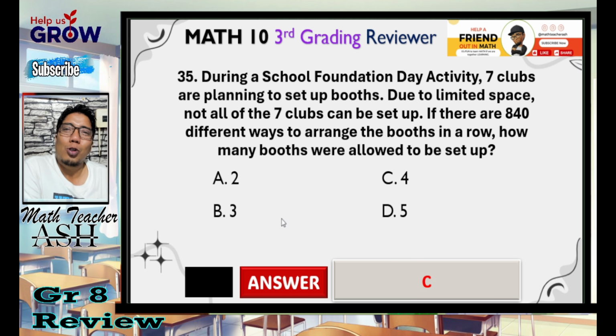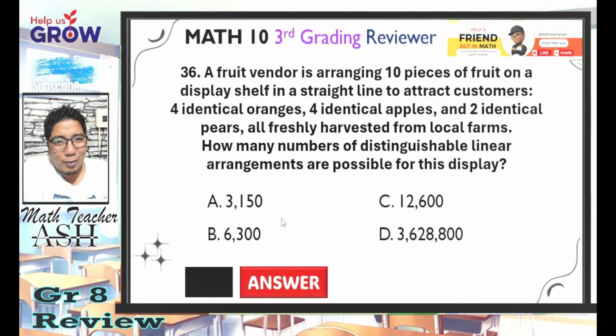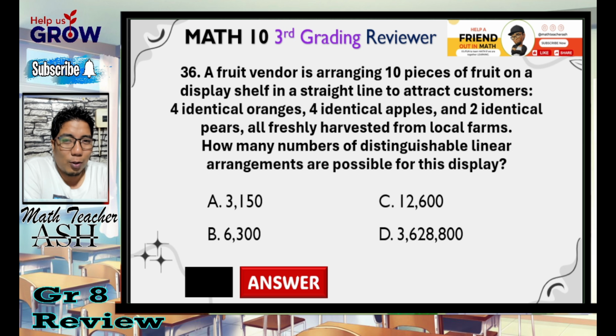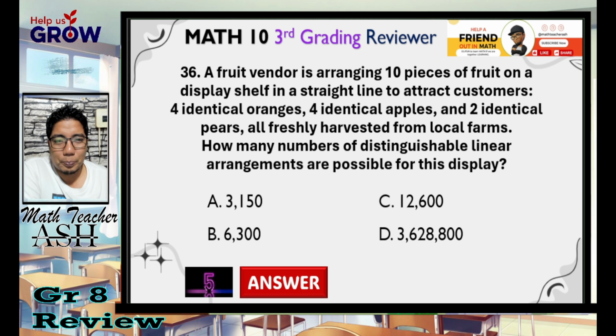Alright, now let us go to question number 36. A fruit vendor is arranging 10 pieces of fruit on a display shelf in a straight line to attract customers: 4 identical oranges, 4 identical apples, and 2 identical pears, all freshly harvested from local farms. How many distinguishable linear arrangements are possible for this? Is it A, 3,150, B, 6,300, C, 12,600, or D, 3,628,800? I'll give you 5 seconds to think about your answer.